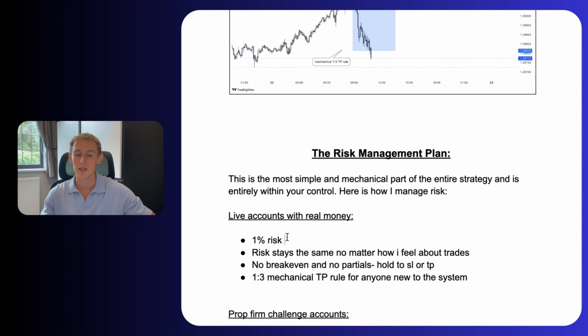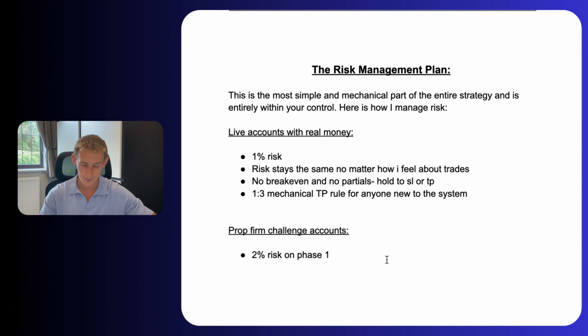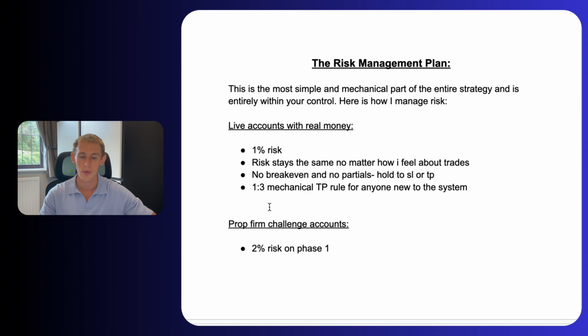It doesn't really make sense, because the trades that you're more confident in may be the ones that lose, and the trades that you are less confident in may be the ones that win, right? So you put yourself at a statistical disadvantage if you change the risks depending on how you feel about trade. So I always keep the risk the same. It's always 1%, and as I said, we're not making break even, and we are not taking partials. We are using a mechanical 1-to-3 TP.